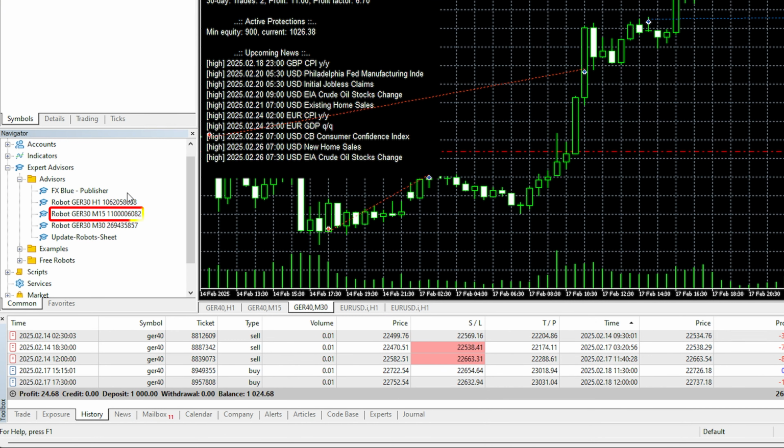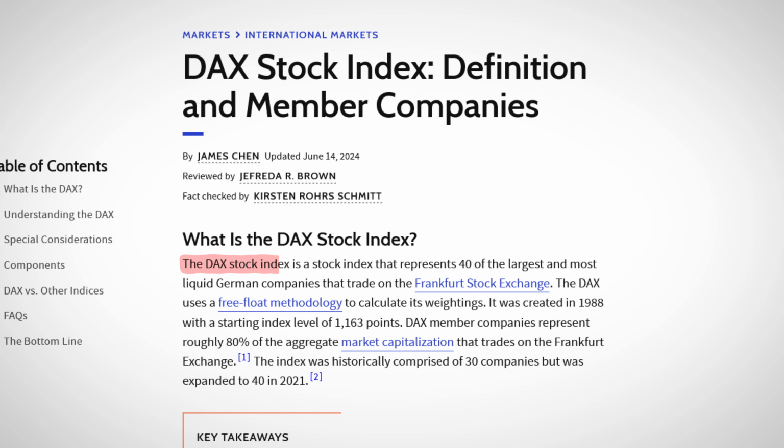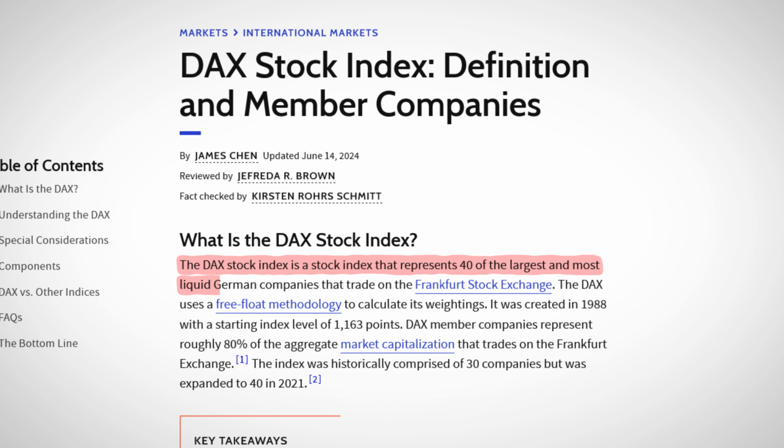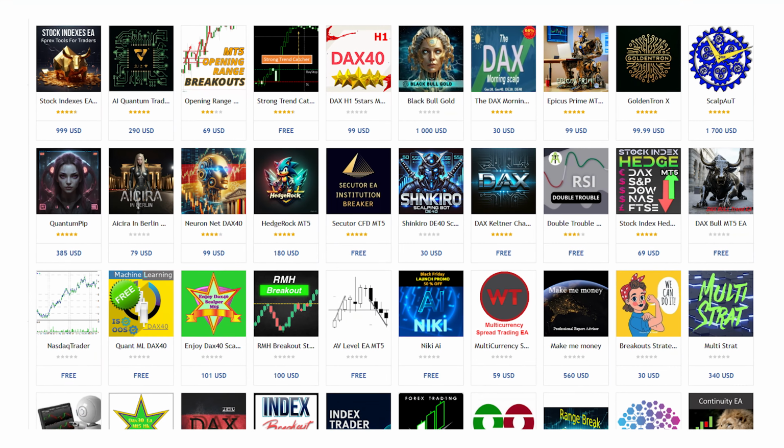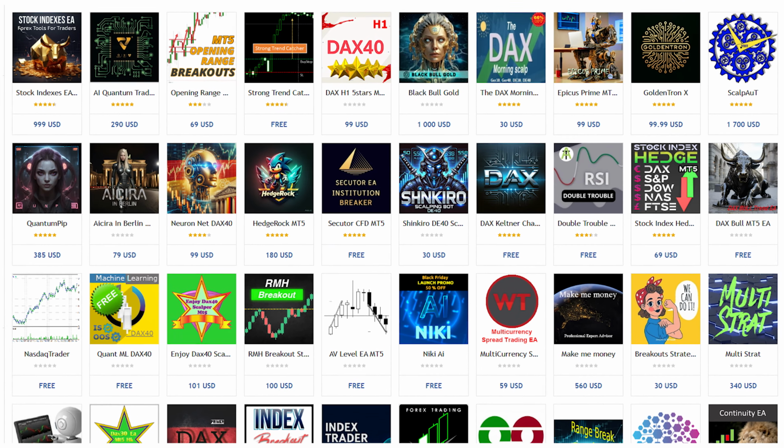Today I'll share a free trading robot for the DAX, an index representing 40 of the largest and most liquid German companies that trade on the Frankfurt Stock Exchange. Finding one was tough. I struggled testing several EAs from the MQL5 marketplace. I reviewed one that made some profits initially, but those trades were followed by losses.